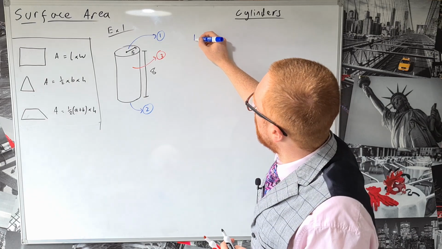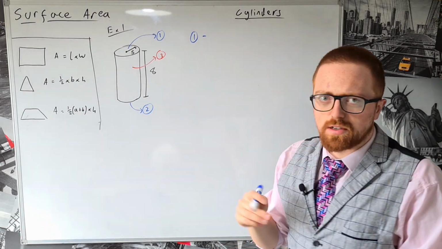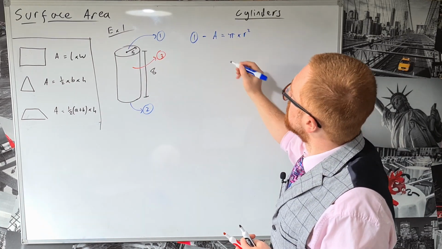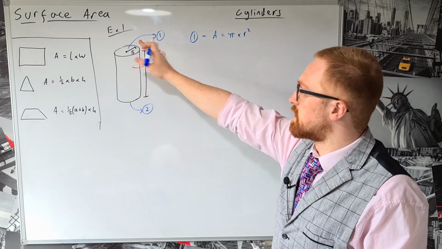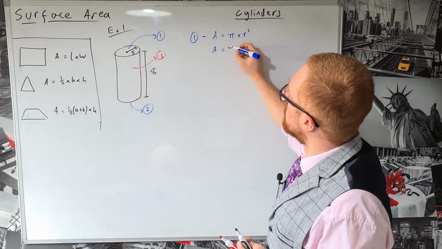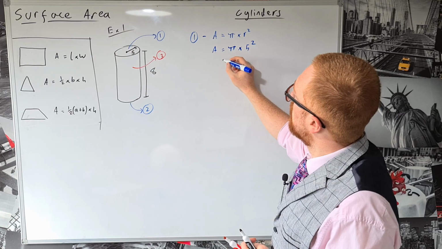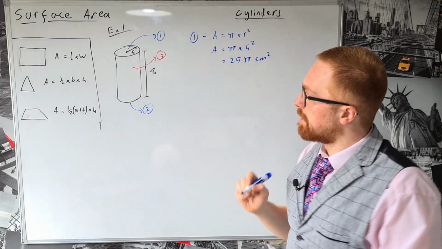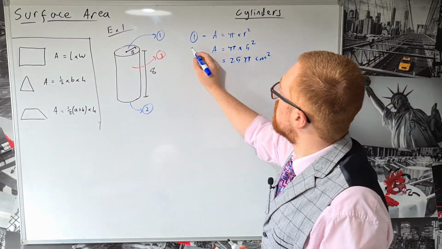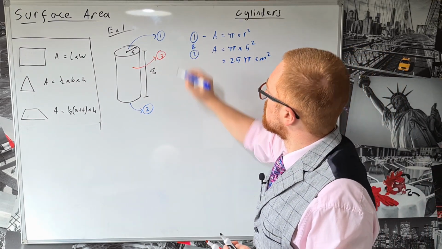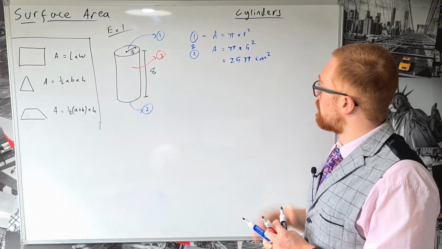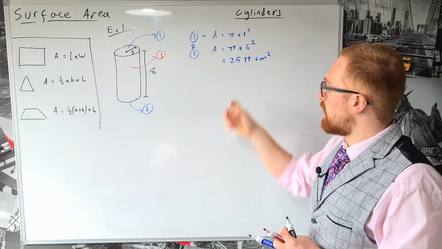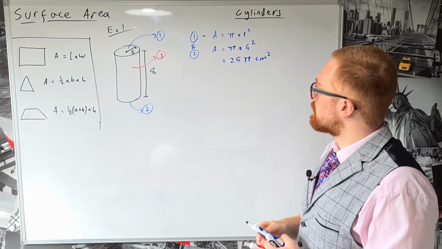So the area of 1, well, 1 is a circle, so the area of a circle is pi times the radius squared, and the radius of this circle is 5. So the area is equal to pi times 5 squared, which is just 25 pi centimetres squared. And remember we said that number 2 was exactly the same, so that is for 1 and 2. Good. Again, at the end of the question we might type this into a calculator to round it, but I'm happy to leave it as 25 pi for now.